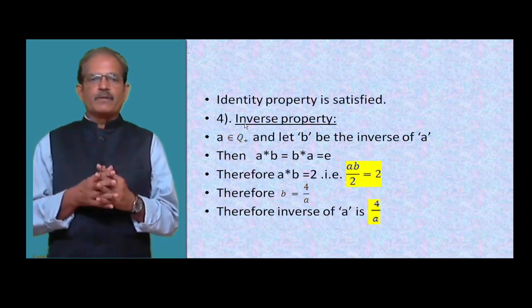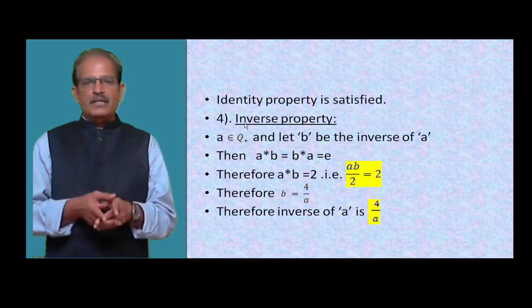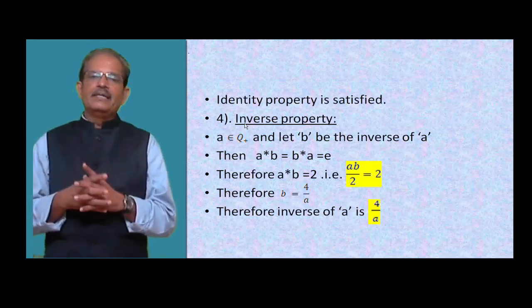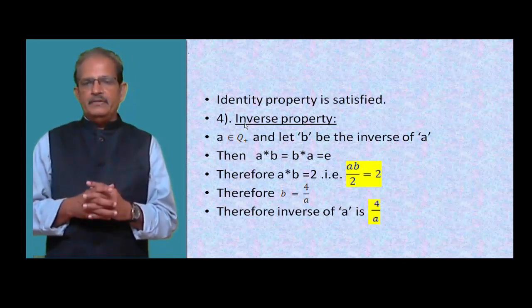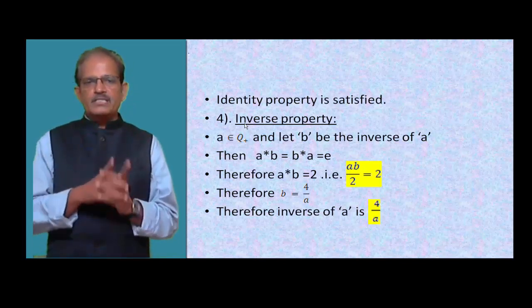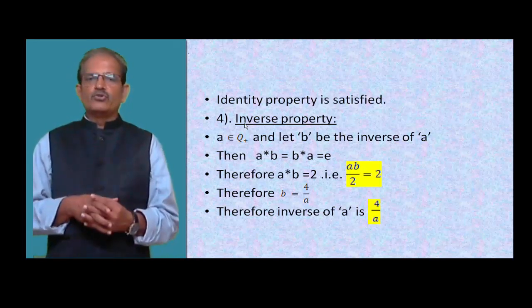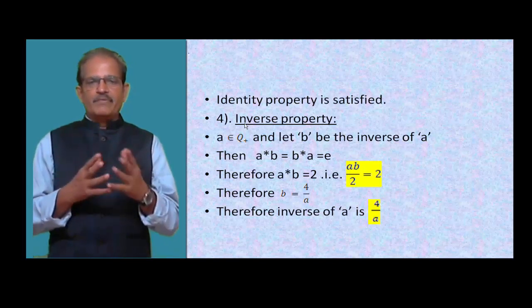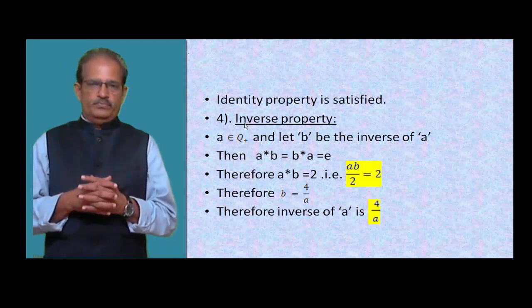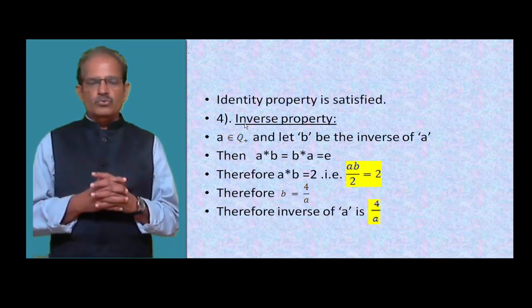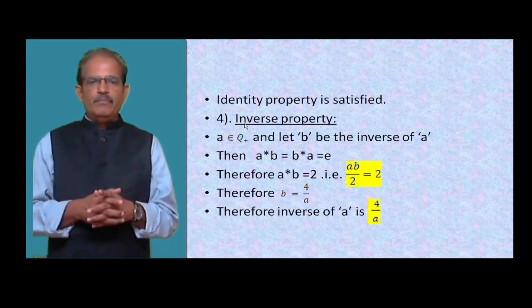Then by inverse property, you will have A star B is equal to B star A is equal to E, the identity element. But the identity element is already obtained, that is nothing but 2. So A star B must be equal to 2. So when A star B is equal to 2, A star B is by definition AB by 2. AB by 2 will be equal to 2. So when AB by 2 is equal to 2, AB is equal to 4. Therefore, B will be 4 by A.